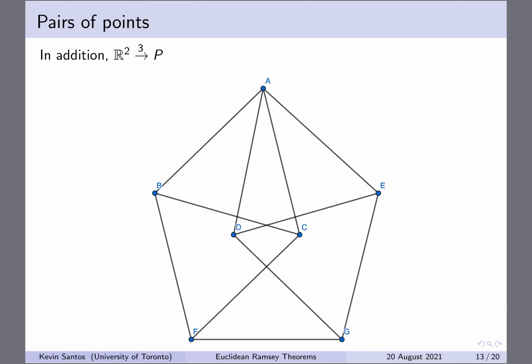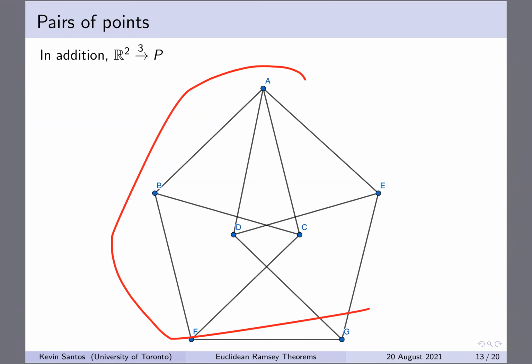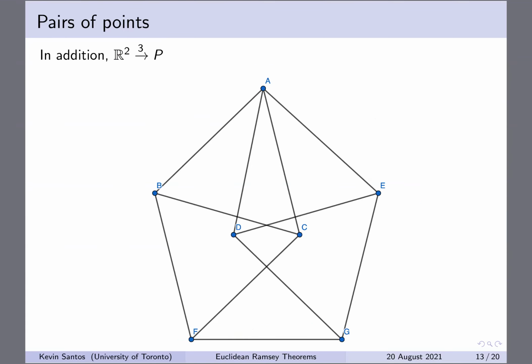And in addition, P is 3 Ramsey. So no matter how we color the plane, if we use 3 different colors, then we can always find 2 points of the same color unit distance apart. Now to show that, we'll consider this graph right here, which has all edges unit distance length.